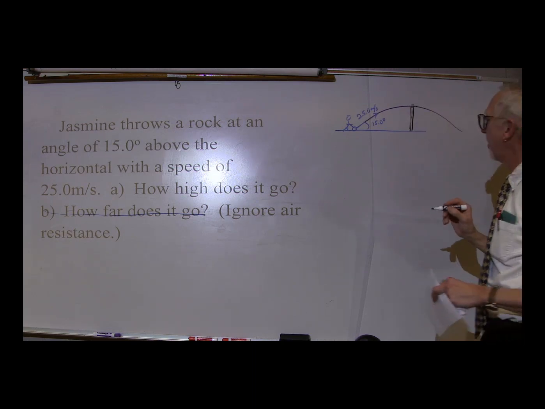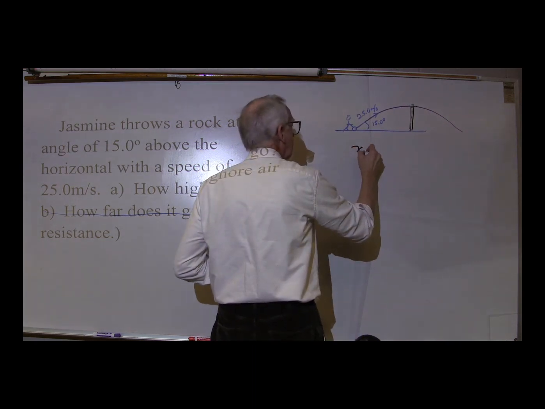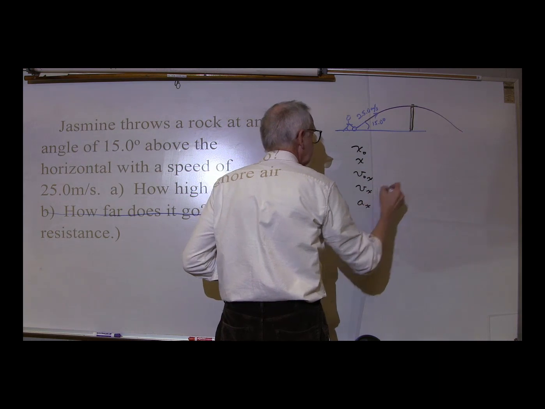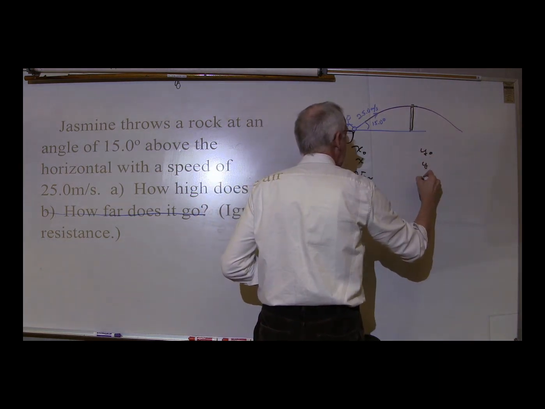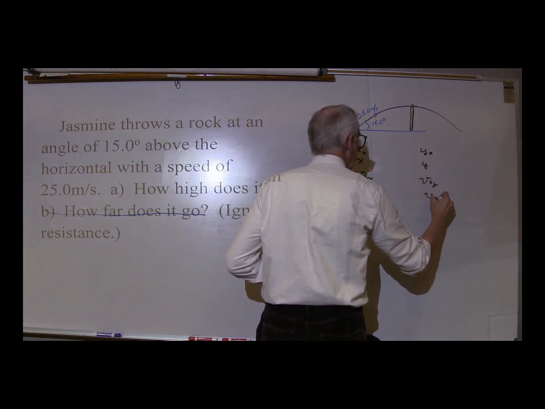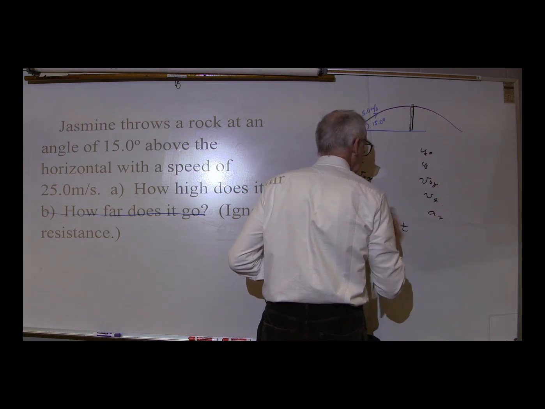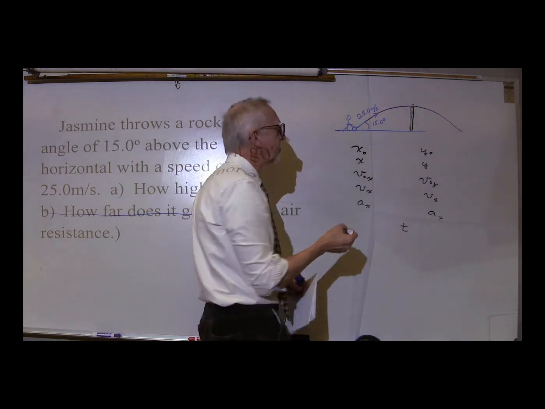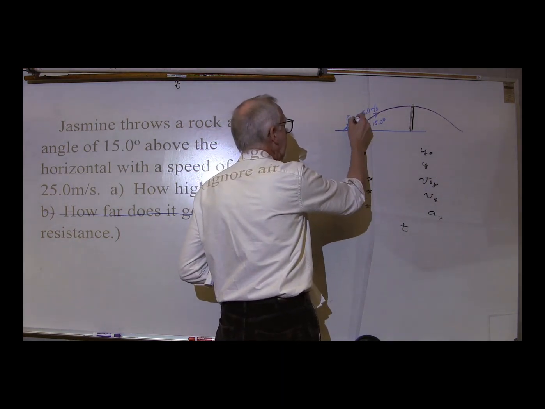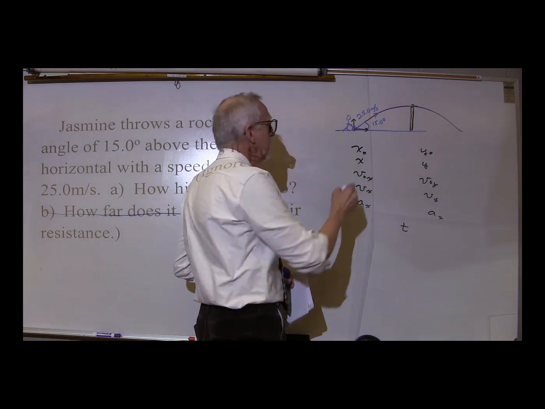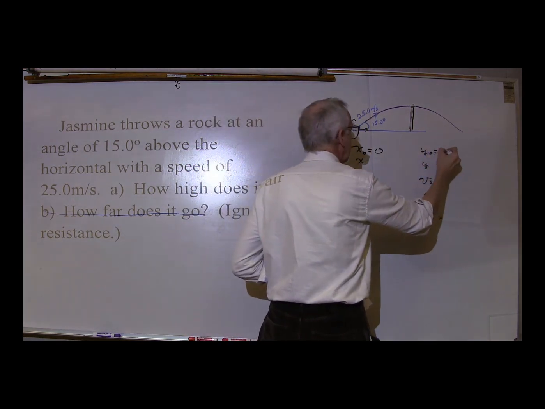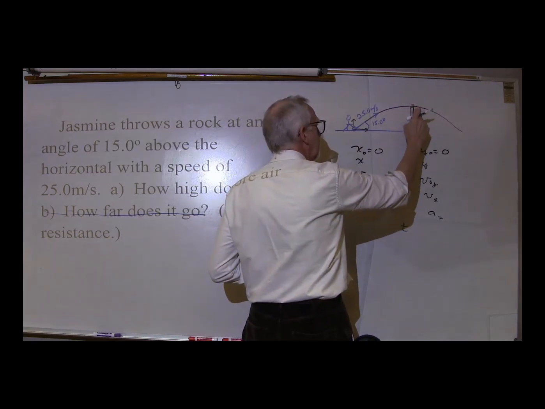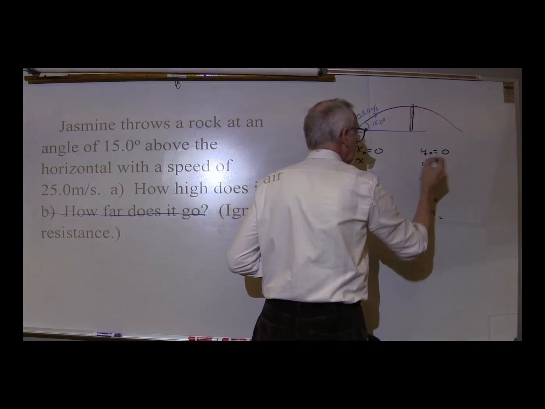Okay, let's put down the variables. X naught x, v naught x, vx, ax, y naught y, v naught y, vy, ay, and t. And let's put our origin, well, I was supposed to pick the origin first, wasn't I? Let's pick the origin over here at the initial position of the ball. So we've got x naught is 0, y naught is 0. X, well, this would be x. We don't know what that is. Y, don't know what that is, but that is what we're looking for.